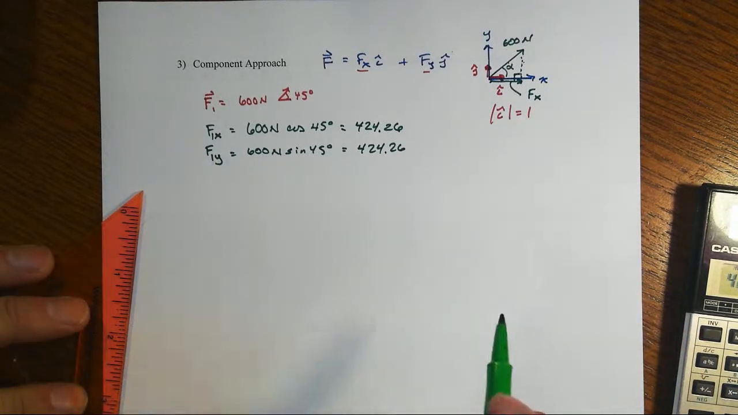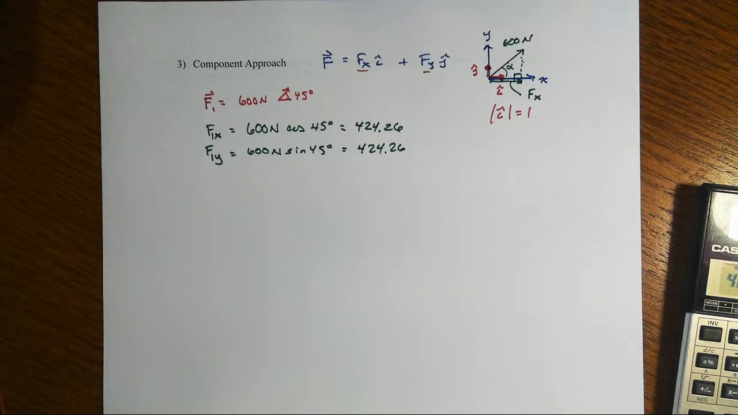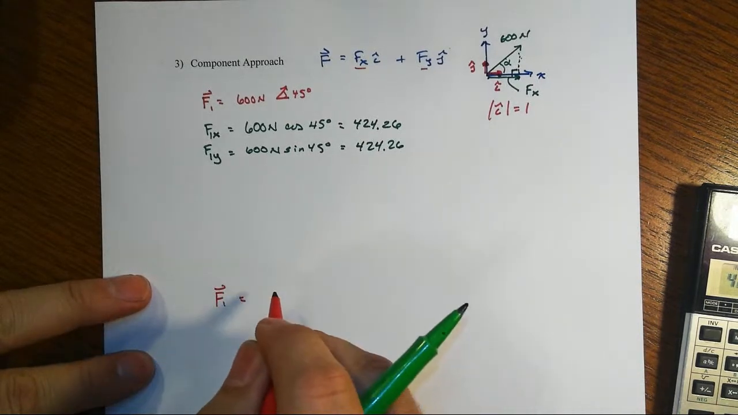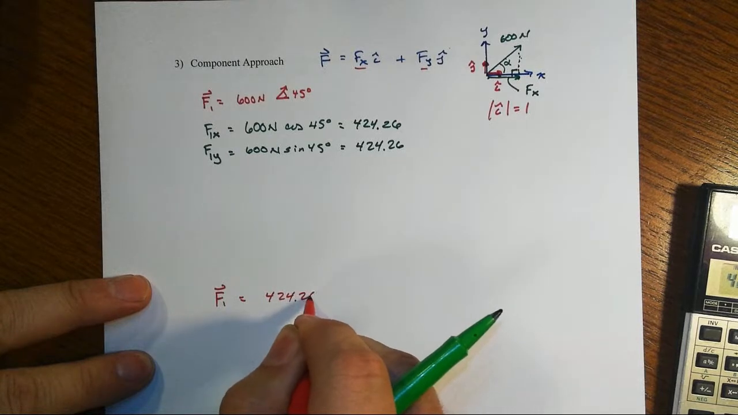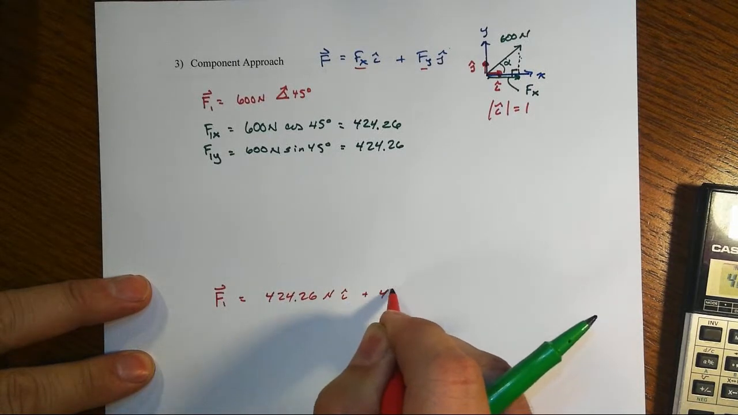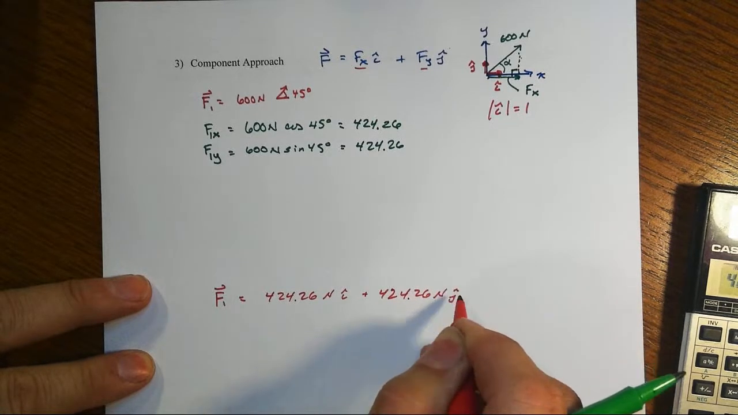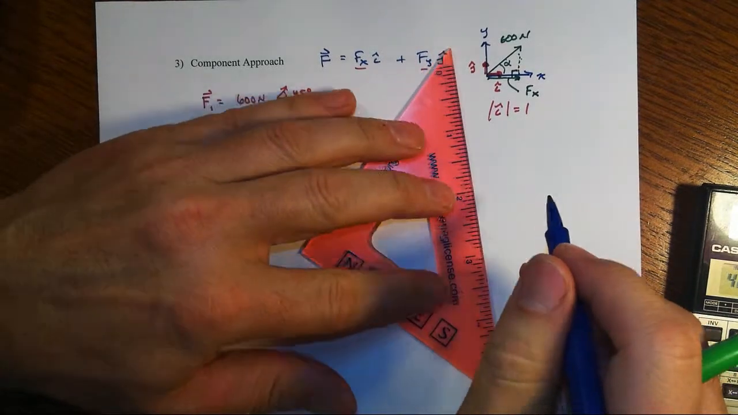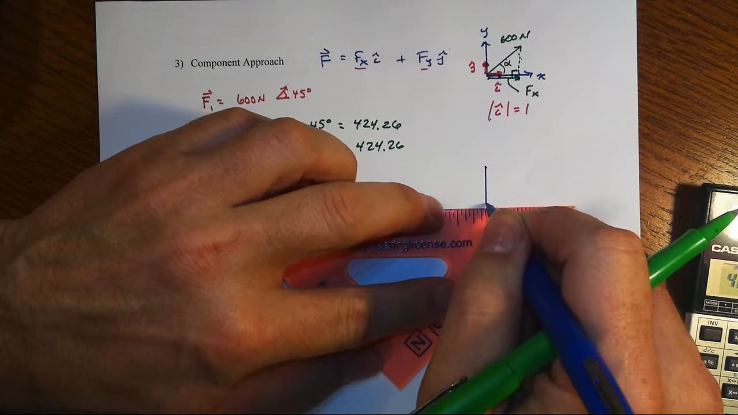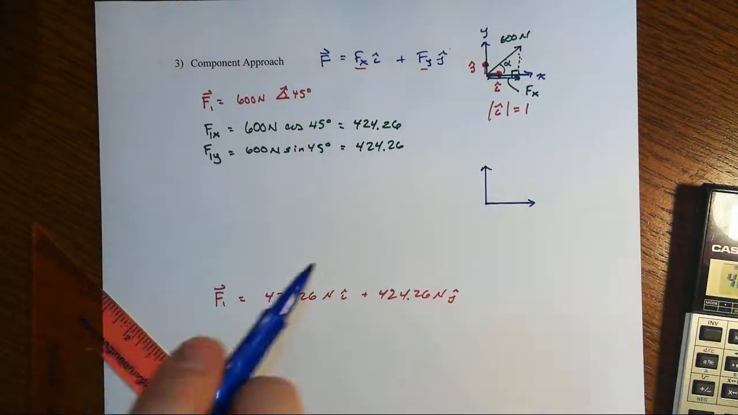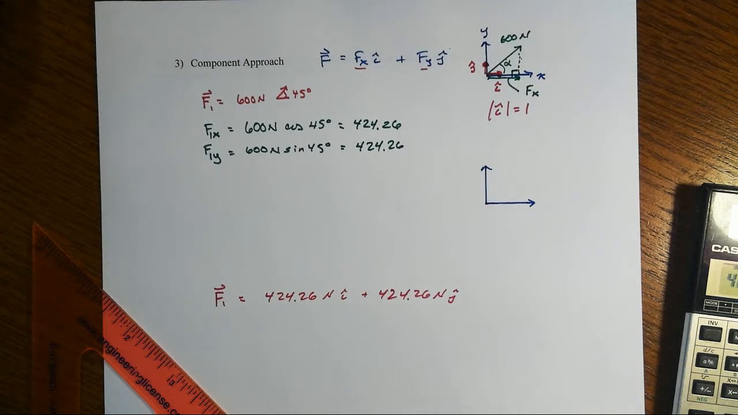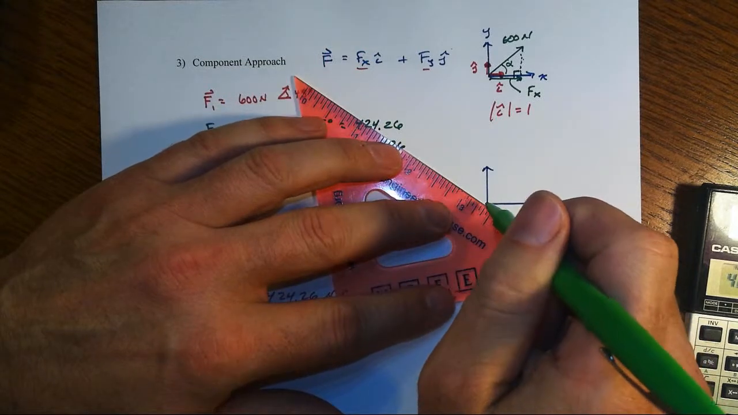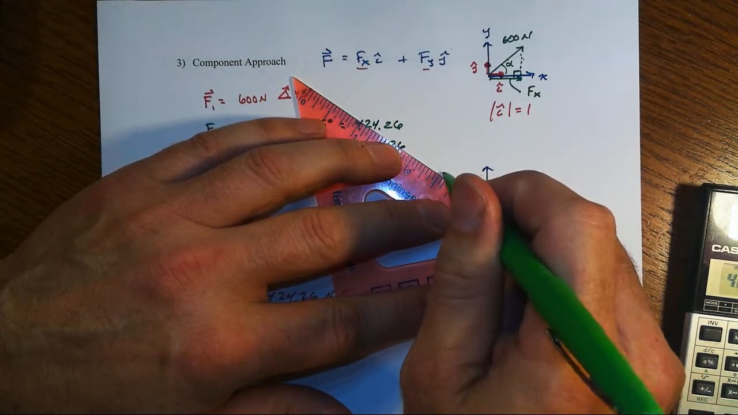We won't worry about all that here too much. So that would be the first one, and of course that means that F1 could be written as 424.26 newtons i plus 424.26 newtons j. Now, the same thing can be done with the other one that we looked at. I'm going to draw that a second time. It's really the same process, and there's a lot of different ways that we could go about doing this.